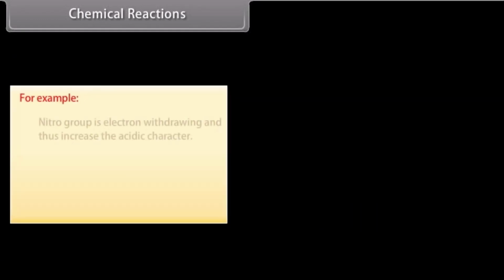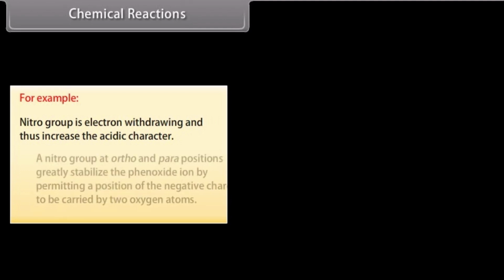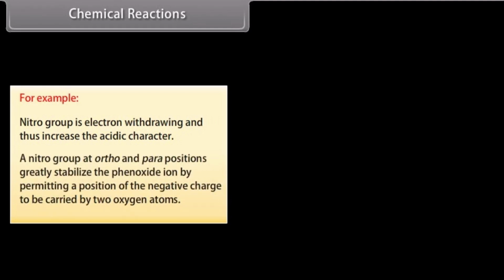For example, nitro group is electron-withdrawing and thus increase the acidic character. A nitro group at ortho and para positions greatly stabilize the phenoxide ion by permitting a portion of the negative charge to be carried by 2 oxygen atoms.